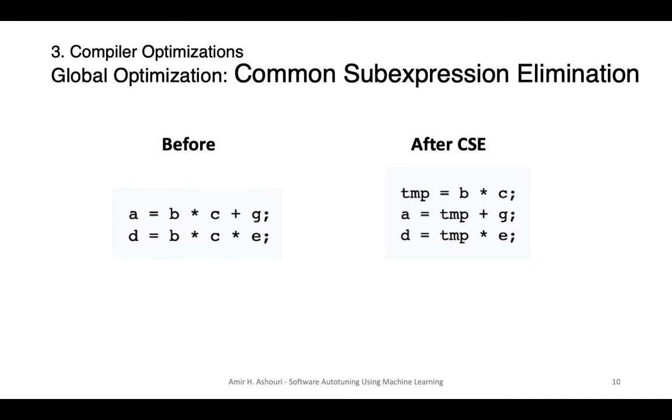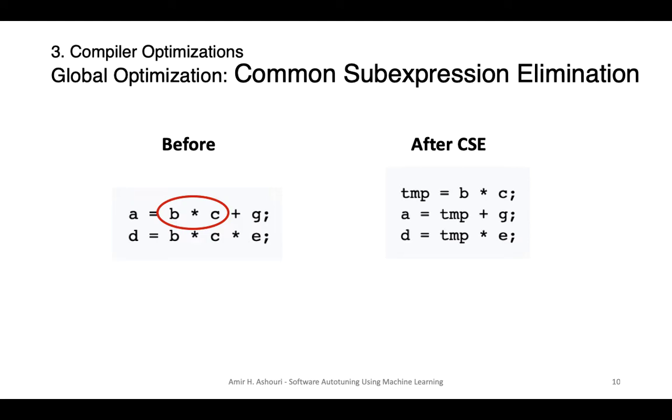So as an example for a global optimization, I brought up a simple example of common subexpression elimination, or CSE. Suppose you have your code here. You have the multiplication of B multiplies C, and it's being used twice here. So if you target this, you can simply avoid this multiplication every time, given some conditions.